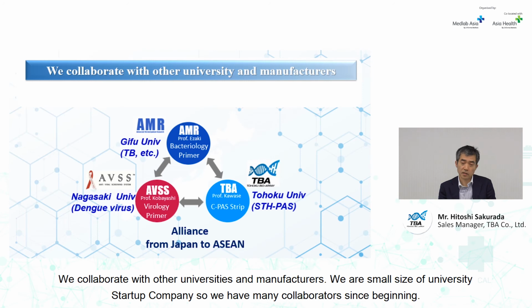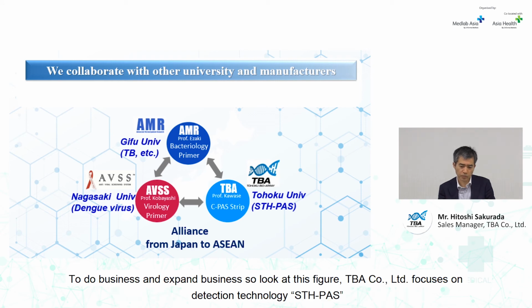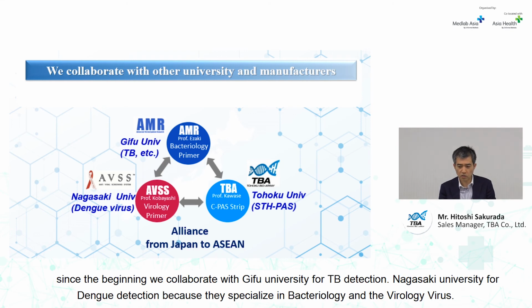We collaborate with other universities and manufacturers. We are a small-sized university startup company, so we have had many collaborators since the beginning to do business and expand business. Look at this figure. TBA, Tohoku University, focuses on the detection technology, STH-PAS. Since the beginning, we collaborate with Gifu University for TB detection and Nagasaki University for dengue detection because they are specialized in bacteriology and virology.